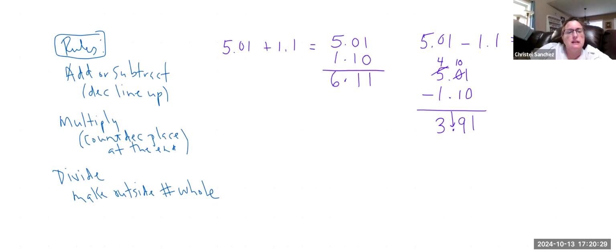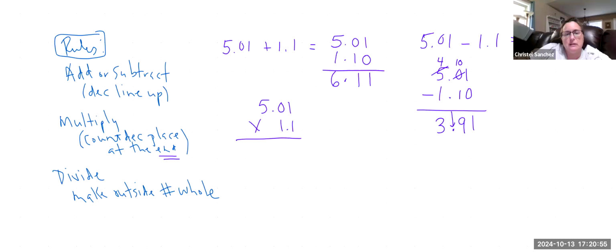Okay. Now, let's do multiplication. So we're just going to use the same numbers, y'all, and we're just going to multiply them, okay? 5.01 times 1.1. Now, we're not going to worry about where the decimals are or anything until the very end, okay? So we're going to go ahead and do our multiplication.